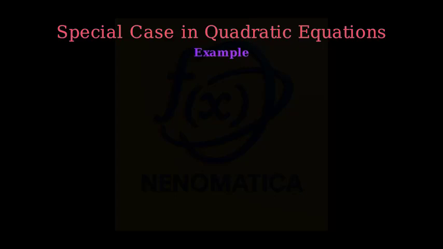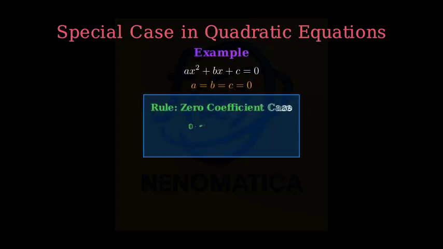What happens in a quadratic equation when all coefficients are 0? In a standard quadratic equation of the form ax squared plus bx plus c equals 0, let's consider what happens when a equals b equals c equals 0. When all coefficients in a quadratic equation are 0, the equation becomes 0 equals 0, which is true for any value of x. Let's substitute these 0 values into our quadratic equation.